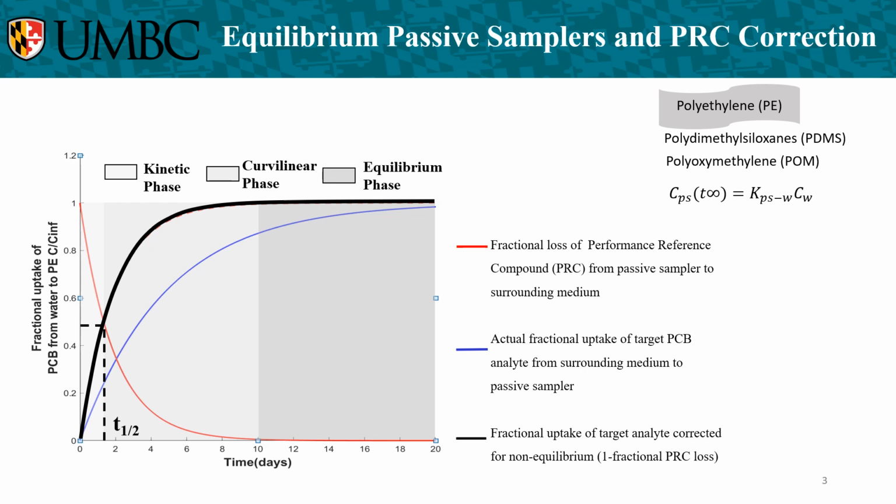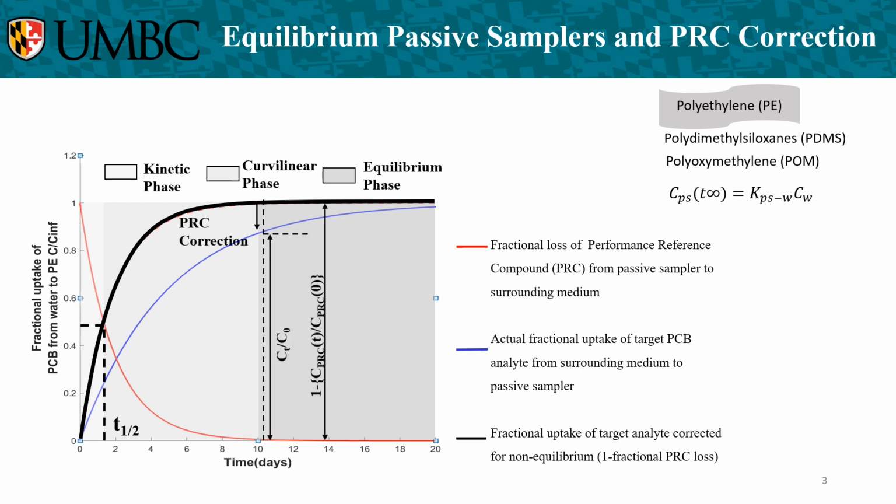Polyethylene is one of the most used equilibrium samplers for HOCs like PCBs and PAHs because it has a simple chemical makeup that makes its analysis less complicated. It is often possible that passive samplers do not reach a state of equilibrium in practical deployment times, and in that case, a correction for equilibrium is required.